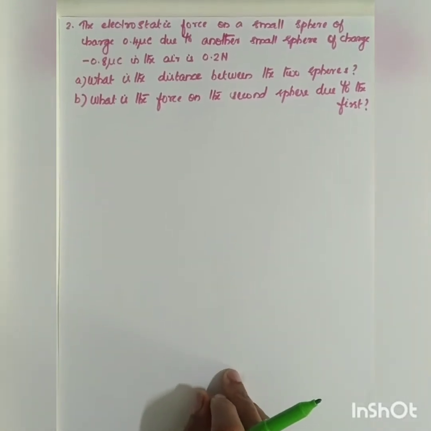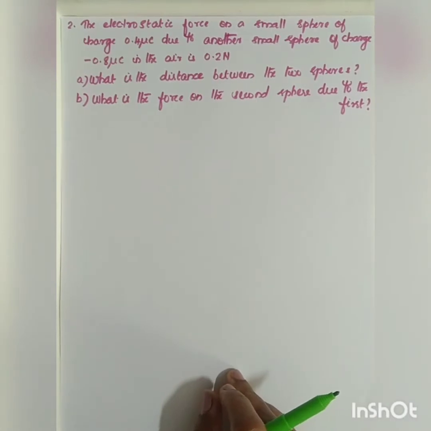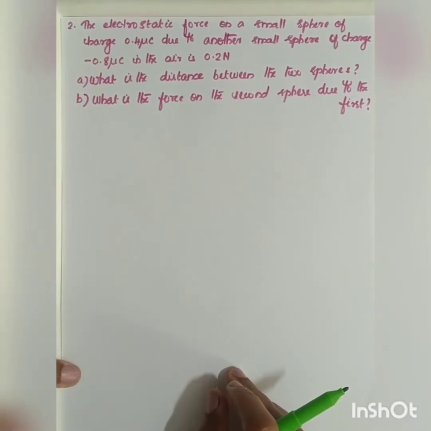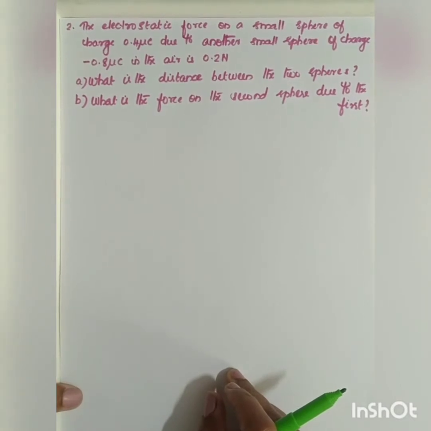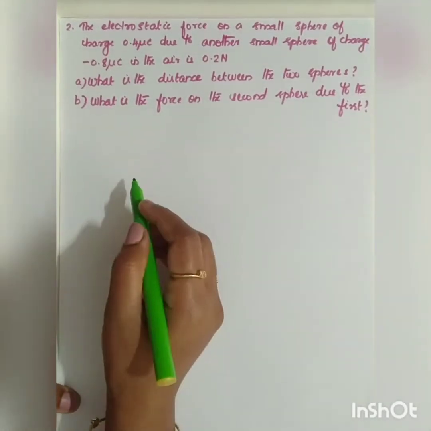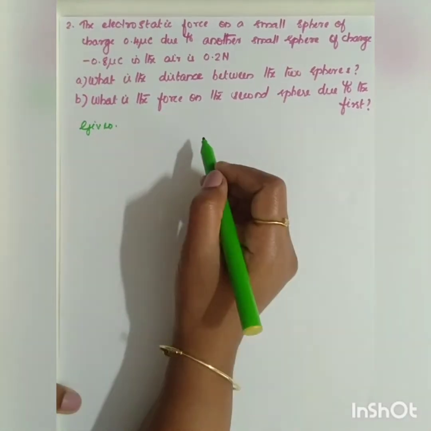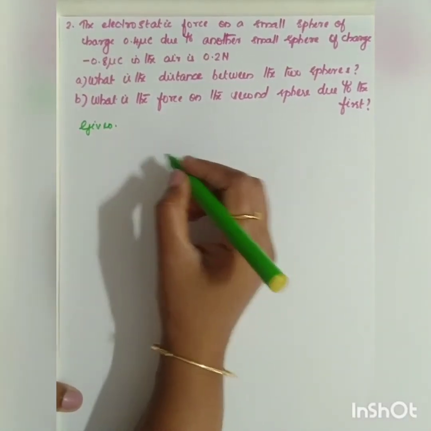So the next question is: the electrostatic force on a small sphere of charge 0.4 microcoulomb due to another small sphere of charge minus 0.8 microcoulomb in the air is 0.2 Newton. We have to find the distance between the two spheres, and in part B, the force on the second sphere due to the first. Okay, so what is given in your problem? The electrostatic force is given, of two charges, right?